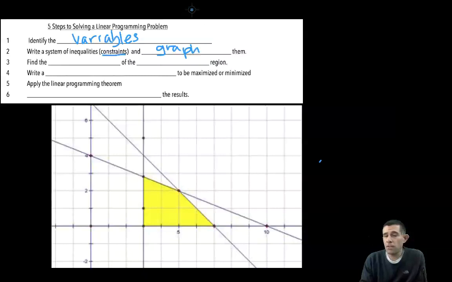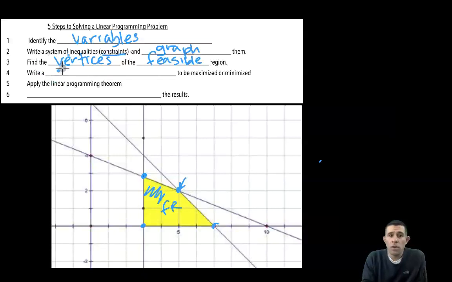So we practiced graphing a system of inequalities in the last section. Then we're going to find the feasible region. We're going to find the vertices of the feasible region. Now the vertices of the feasible region are simply where the sides of that feasible region come together. So all of these vertices are actually going to represent possible solutions.